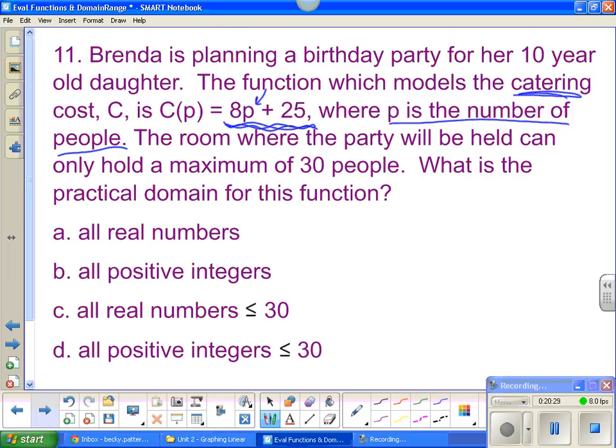The room where the party will be held can only hold a maximum of 30 people. What is the practical domain for this function? Practical domain. Okay, domain, we just learned, is the x's. Well, I don't have x's and y's in this problem. So you have to think about what's in place of where the x normally is. And the answer is the P. Okay, well, what does P represent? Does P represent the cost, or does it represent the number of people? Well, P represents the number of people.